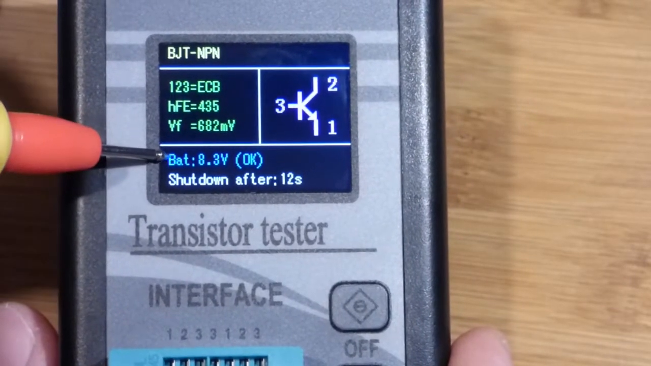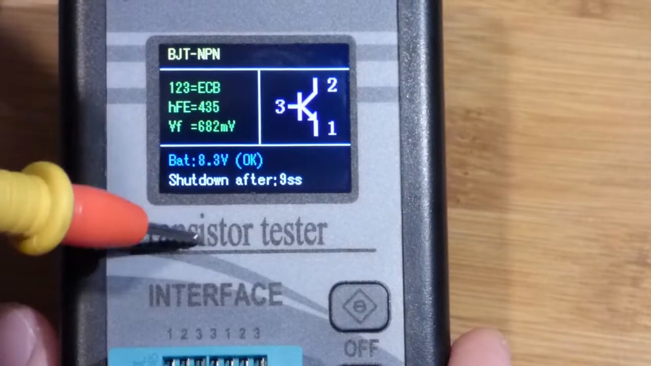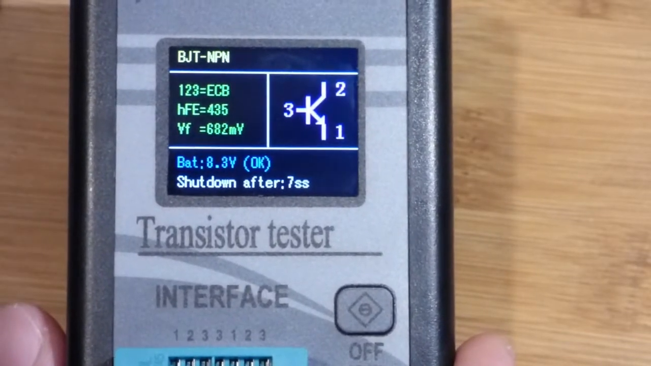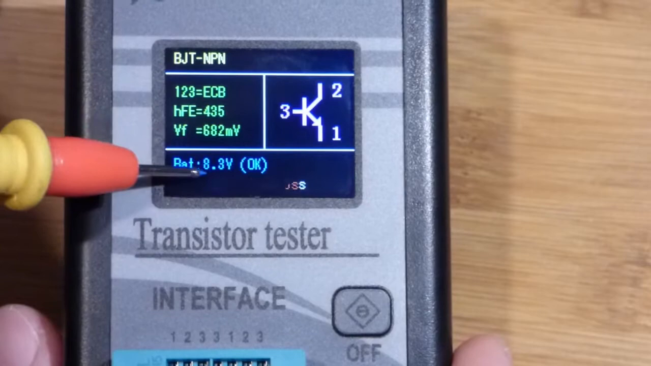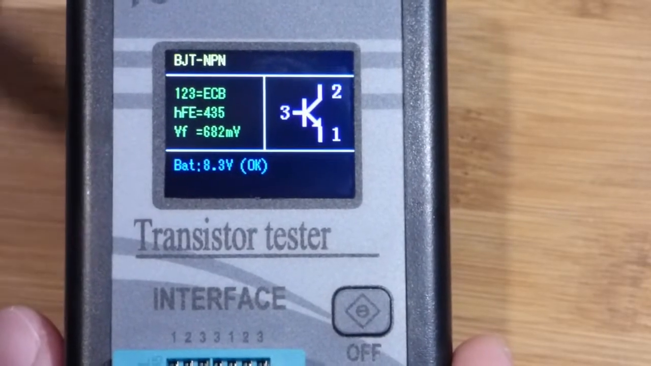So it's going to auto shut down again. And the battery again, that's the battery inside this unit. It's a rechargeable lithium ion battery. It's pretty fresh, so it's about 8.5 volts.